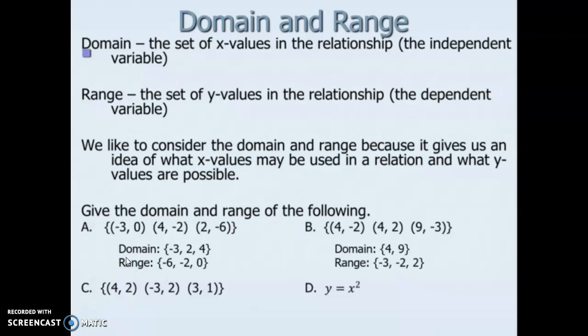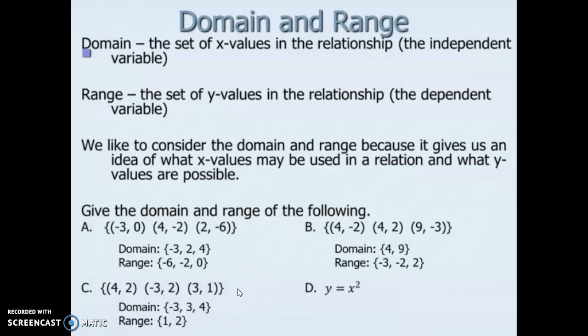On B, your domain is simply 4 and 9. Your range is -3, -2, and 2. So while B is not a function, it still has a domain, because remember, the domain and the range are the x or y values respectively in the relationship. It does not have to be a function. On C, your domain is going to be the -3, 3, and 4, and your range is just 1 and 2. Because the 2 showed up twice, you don't need to list it twice, you just list it one time. D is your parabola.